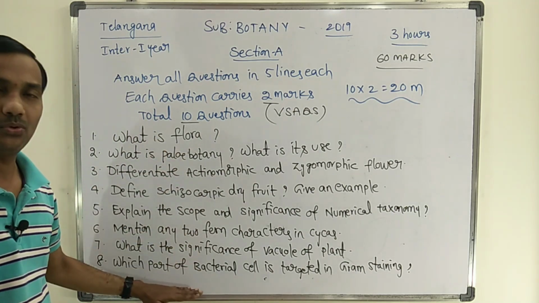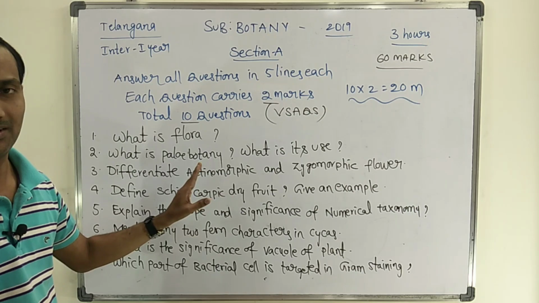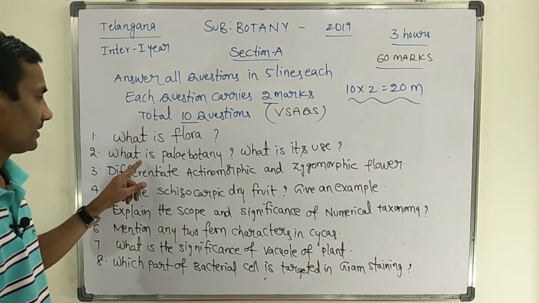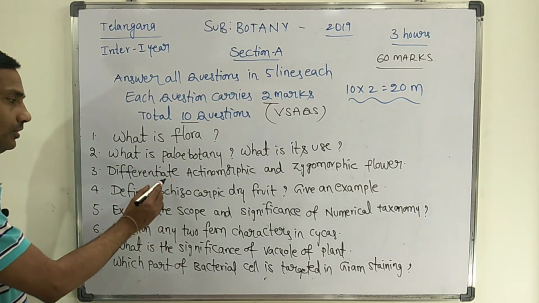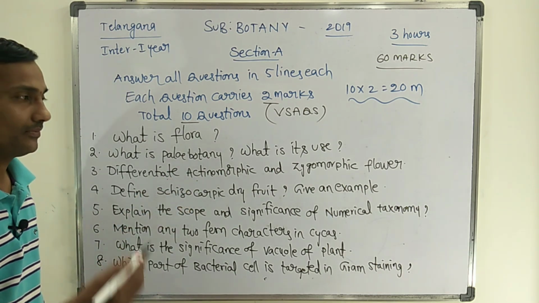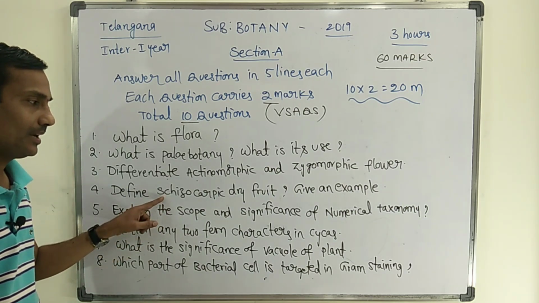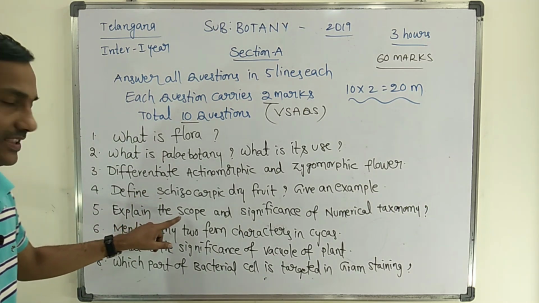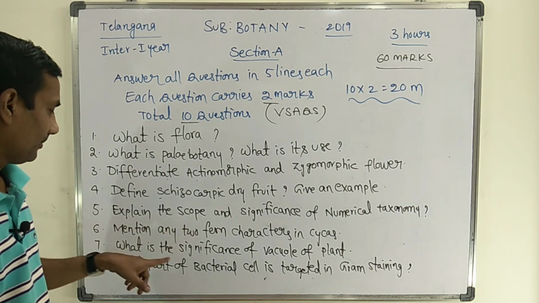So let's see what type of questions were given in 2019, last academic year's question paper. What is flora? Direct definition. Second, what is paleobotany and what is its use? Third, differentiate actinomorphic and zygomorphic flower. Fourth, define schizocarpic dry fruit, give an example. Fifth, explain the scope and significance of numerical taxonomy.